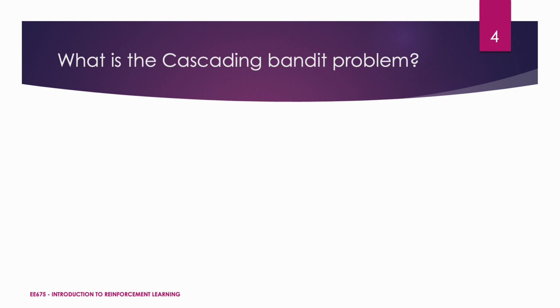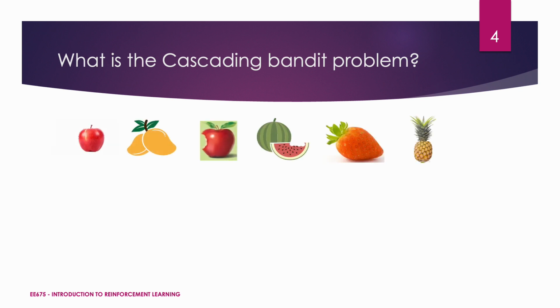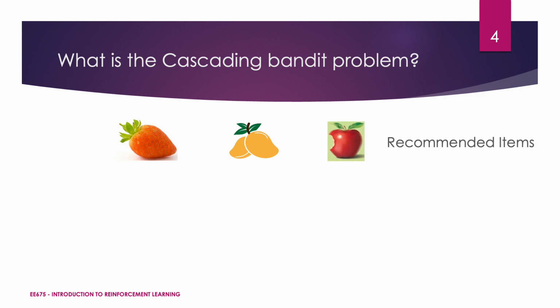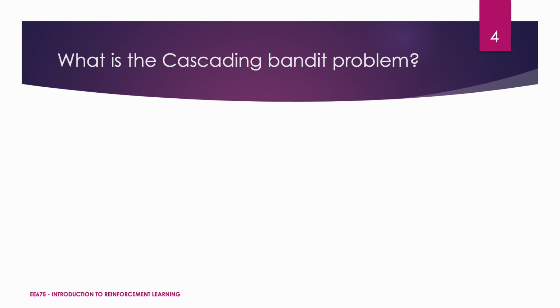Here we present an example of the cascading bandit setting. Now let us suppose that we have 6 different fruits. So the length of the ground list will be 6. Now consider that the RL agent recommends 3 fruits to the user, which are strawberry, mango and apple. So the recommended set is of size 3. These items will be displayed sequentially to the user.